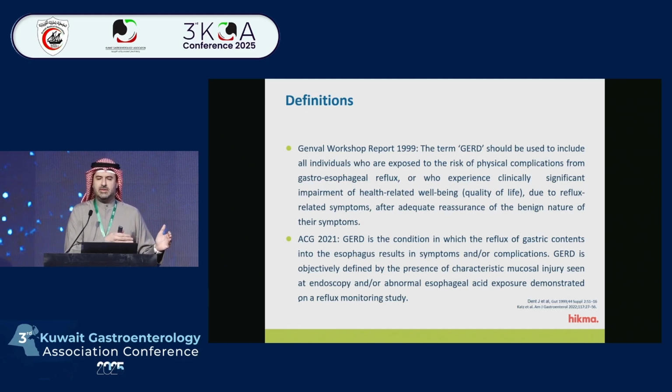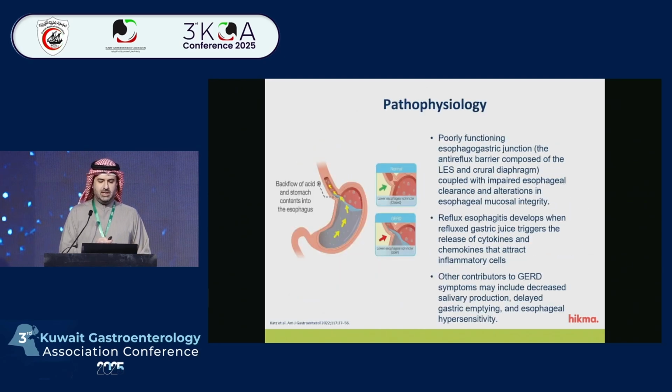So it went from a very vague, general definition to a more focused and objective definition if you compare it to more recent guidelines, the ACG in 2021. The condition is where there's reflux of gastric contents into the esophagus that results in symptoms or complications. And GERD is objectively defined by either finding erosive esophagitis on endoscopy, so finding mucosal injury, or having an abnormal pH study. So it's really an objective definition. I think that's the way we should be defining GERD now.